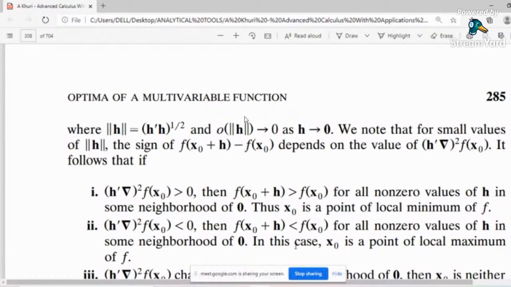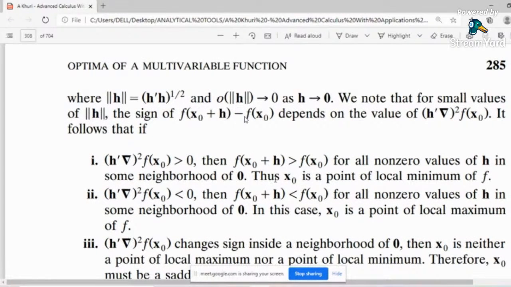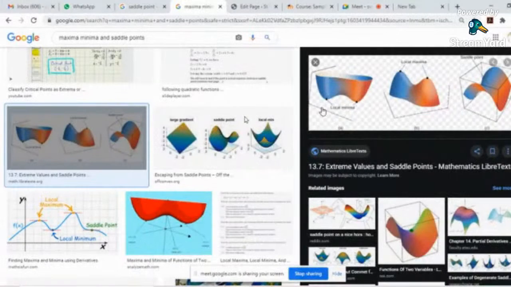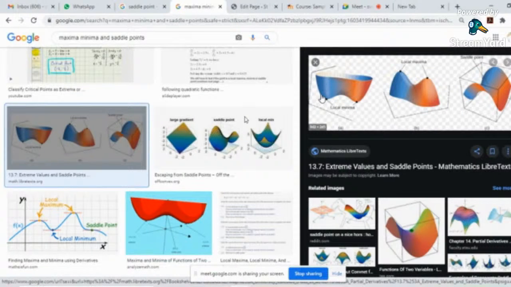In this case, x naught is a point of local maximum, because for all nearby points of x naught, f of x naught plus h is less than f of x naught. Like we have seen in this figure. Consider this point, here it is f of x naught plus h. Suppose this is the function value for the point x naught plus h. So in this case, f of x naught plus h will be greater than f of x naught.